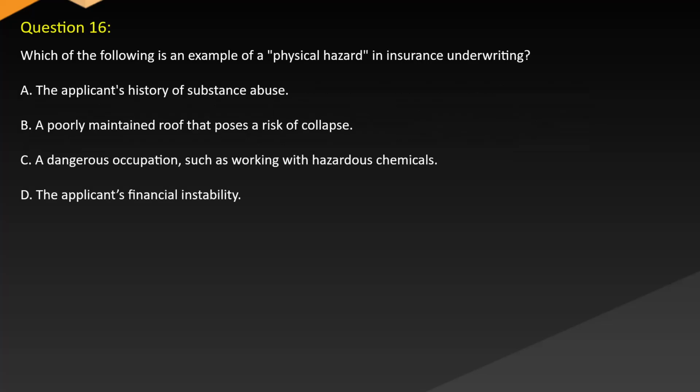Question 16. Which of the following is an example of a physical hazard in insurance underwriting? A. The applicant's history of substance abuse. B. A poorly maintained roof that poses a risk of collapse. C. A dangerous occupation such as working with hazardous chemicals. D. The applicant's financial instability.